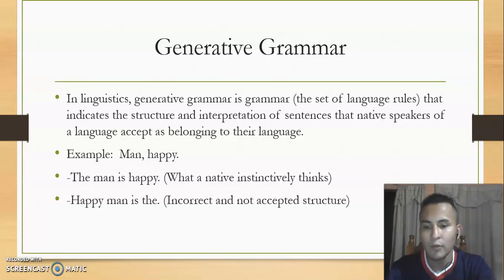As an example, we can create a sentence with the word man and the word happy, man as a noun and happy as an adjective. The man is happy. Now, this is what a native speaker intuitively thinks when you give them these few words. It's a simple sentence and is grammatically correct. But happy man is incorrect because it's not following any rules of grammar and syntactic rules. So it's incorrect and has no accepted structure.